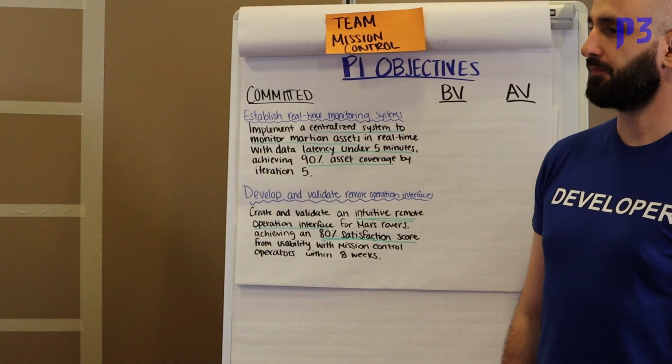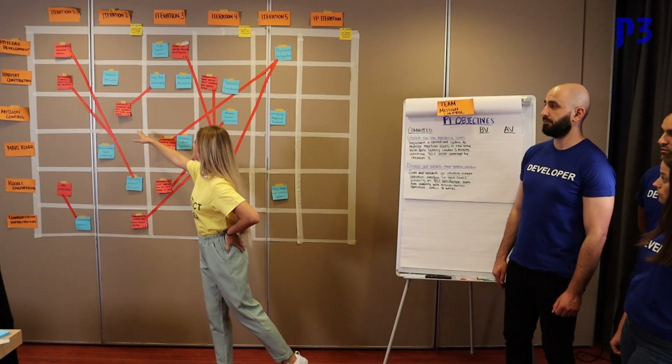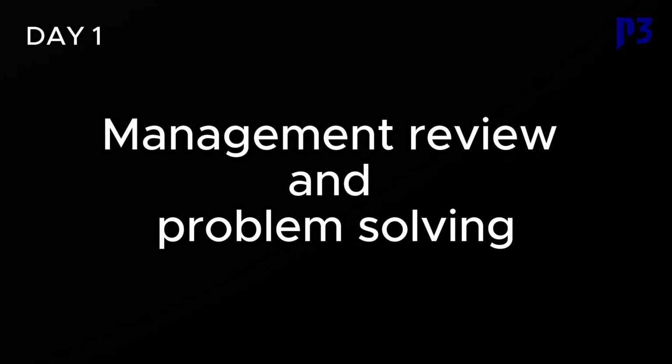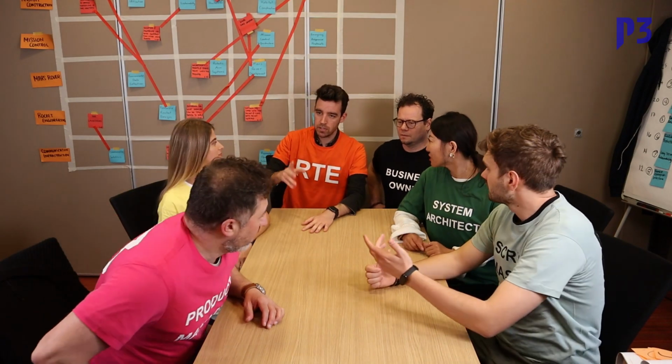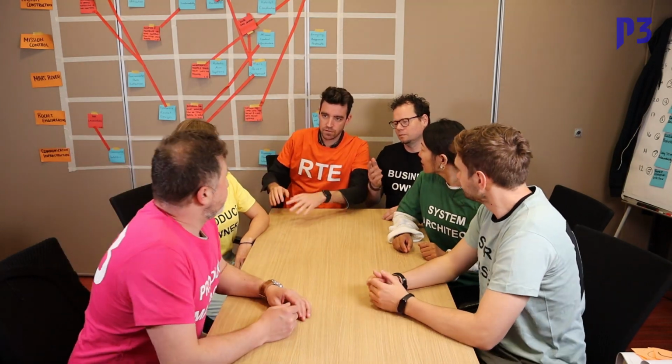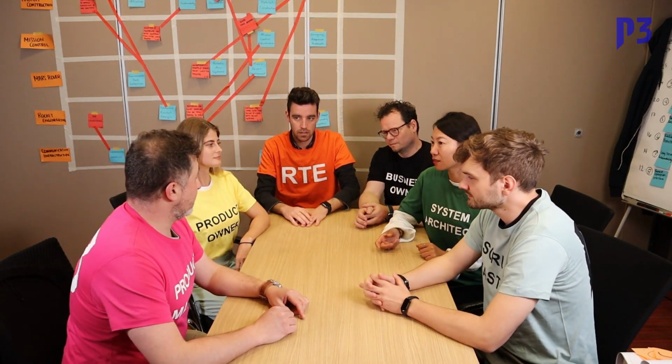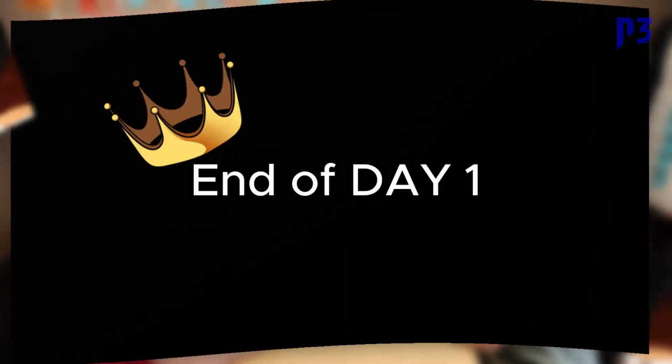After the team breakouts, the ART gathers for the draft plan review. Each team presents their draft plan and their draft objectives. The ART has the opportunity to ask questions and give feedback on the current plan. Management and key stakeholders get together to discuss the current plan's implications, solve identified problems, and negotiate adjustments.